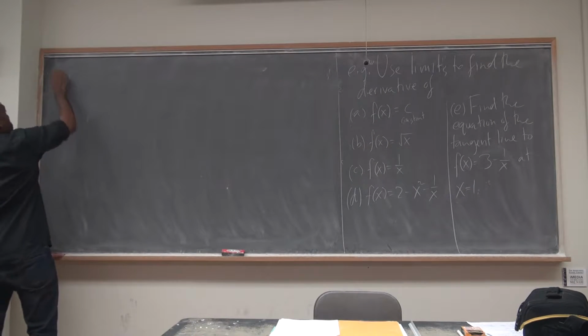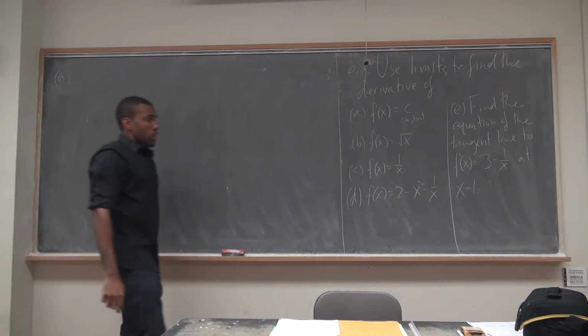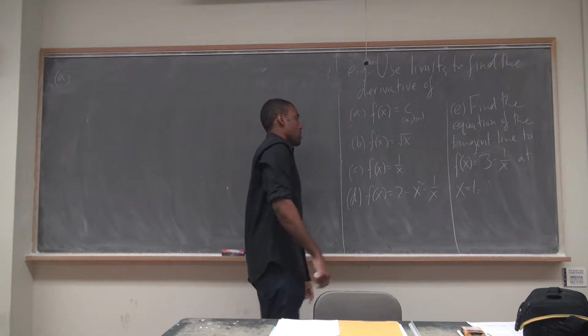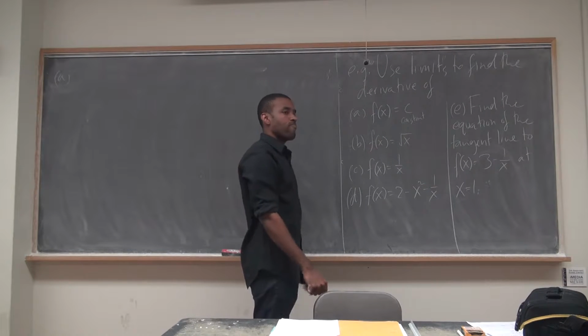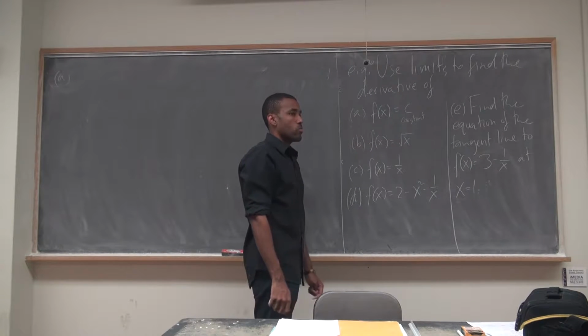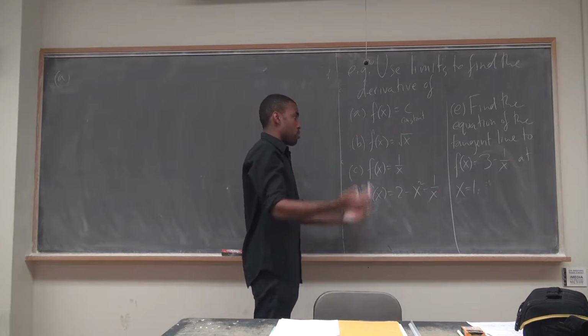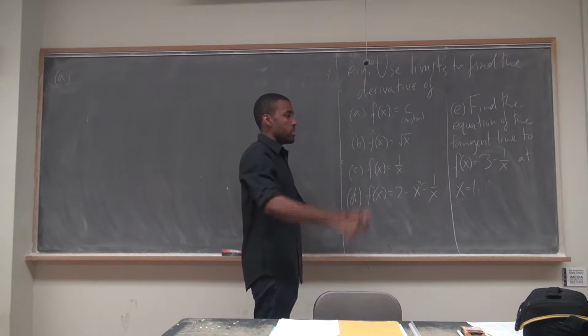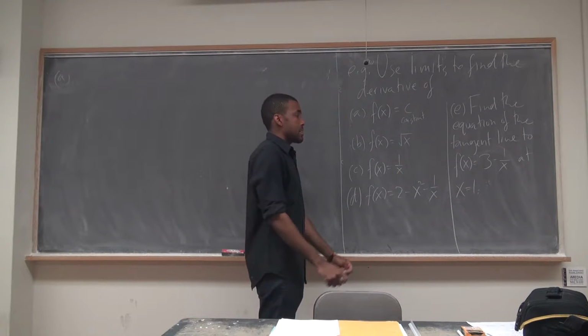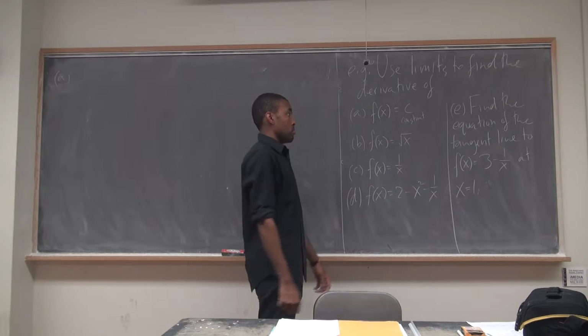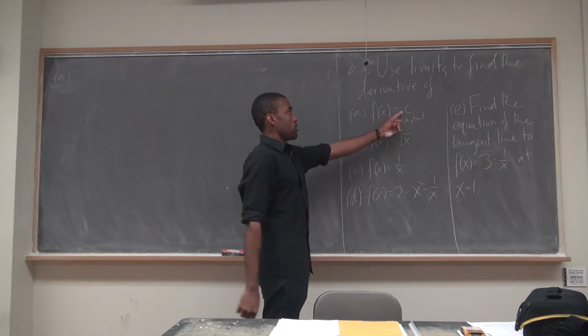Do 8. What's another word for a derivative? Prime. The f prime is the notation for it, but what does it mean? What's an interpretation? The slope of a tangent line.